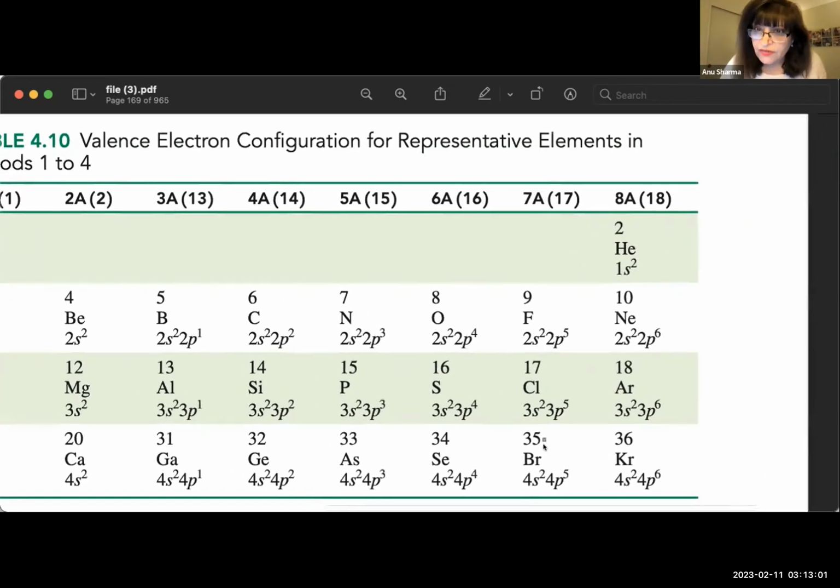Next comes 7A. 7A has 7 valence electrons in the last shell. So where are they? s2, p5. 5 plus 2 makes 7. 7A, 7 valence electrons. If they belong to fluorine, it's in the second energy level. For chlorine, third energy level. Bromine, fourth energy level.